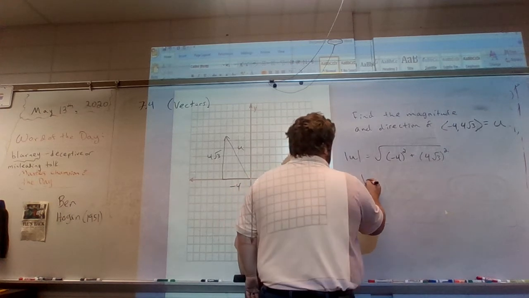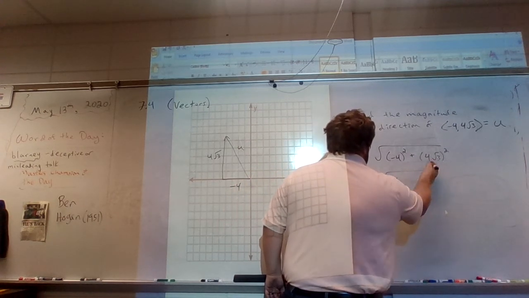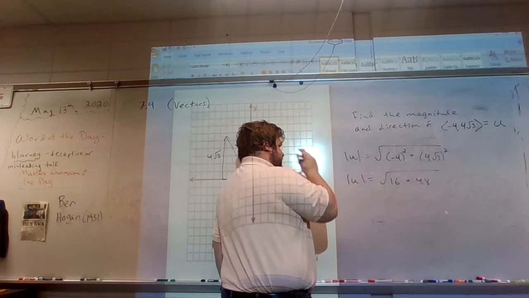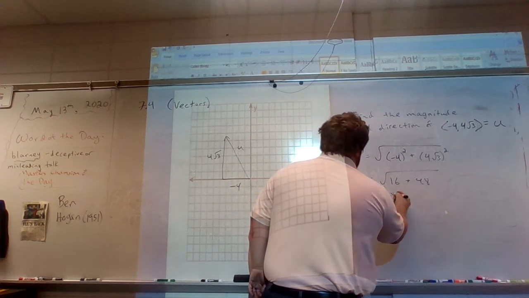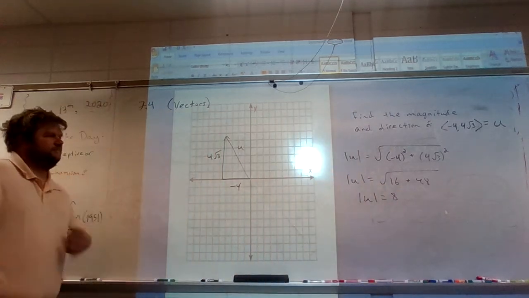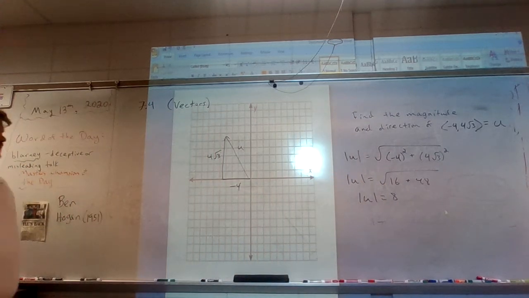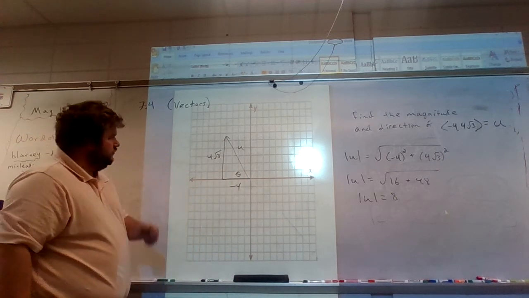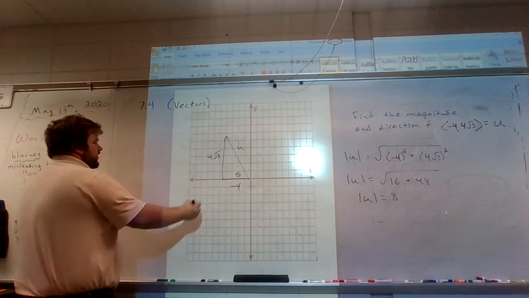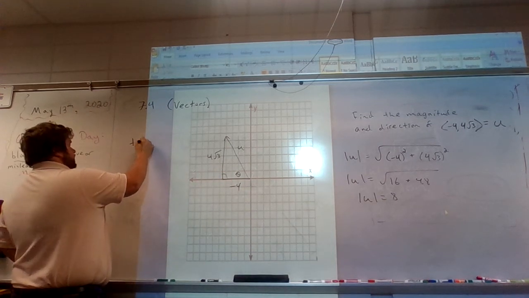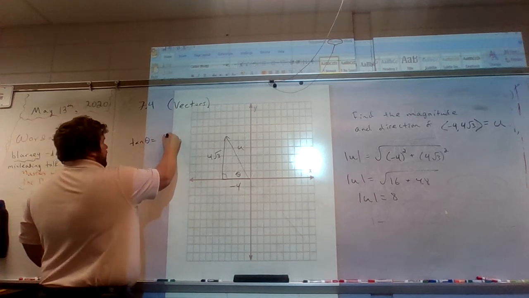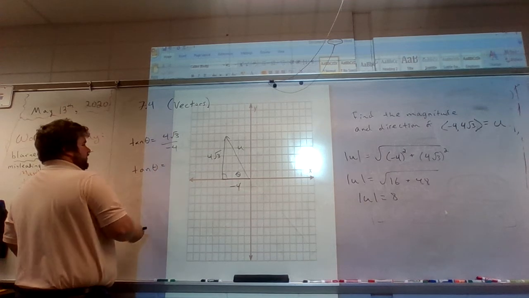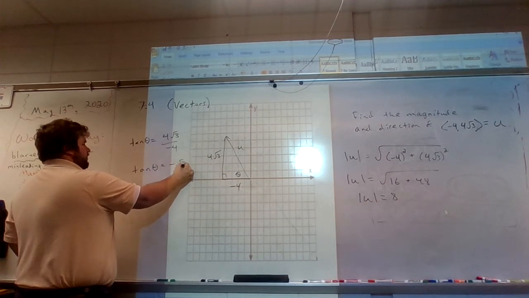So our magnitude of u is the square root of 16 plus 16 times 3, which is 48. So the magnitude of u is just 8. Go through and compute that. What about the direction? Well, here, I could call this theta again. And I could say that the tangent of theta is, say, 4 root 3 over negative 4. Tangent of theta is negative root 3.